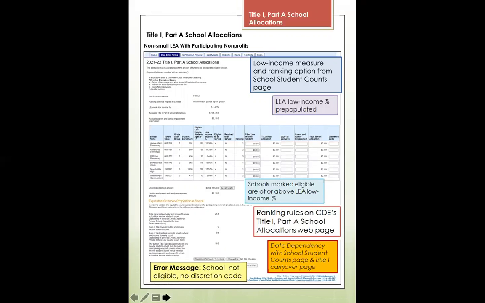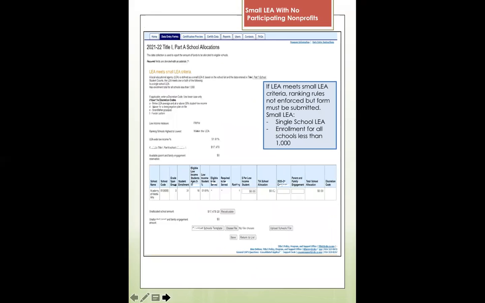Okay, next is small schools. This is what you'll get if you're a small school district, a single school district, or if you have less than 1,000 students, you don't have to rank. So you'll just get this page where you list the amounts there.